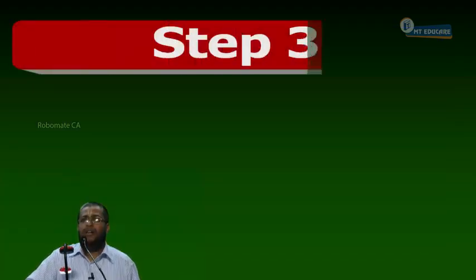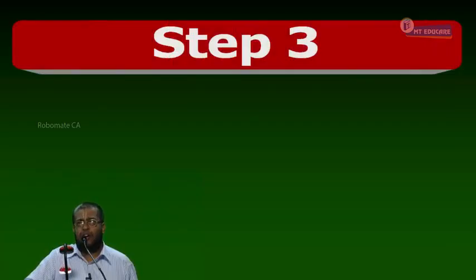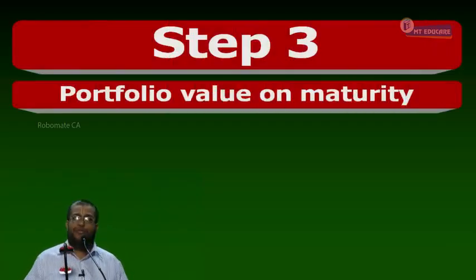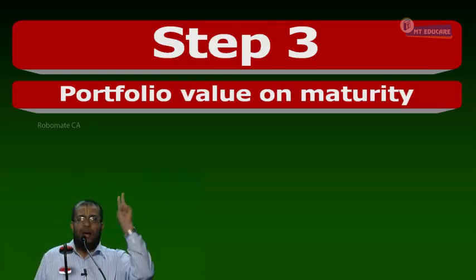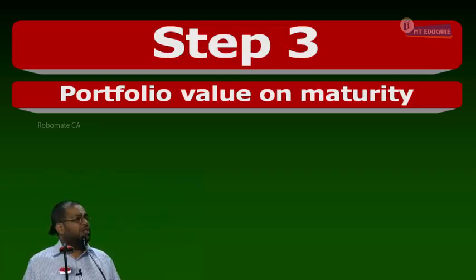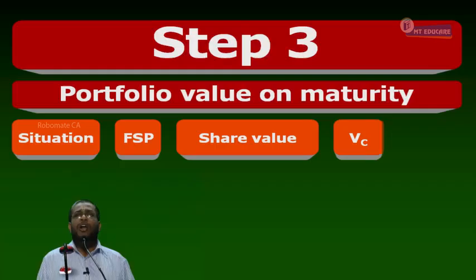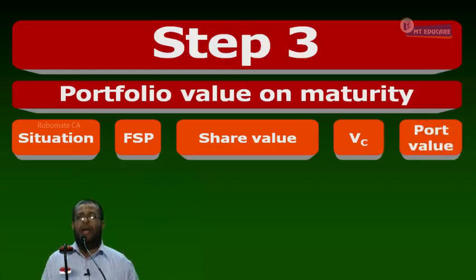Now, step 3 is what? Future value of the call option. Okay, future value of the portfolio. Now, in my portfolio, how many items are there? 2 items. One is what? Call writing. Another is what? Shareholding. I am holding 0.6111 shares. On maturity date, let us see the worth of my portfolio.